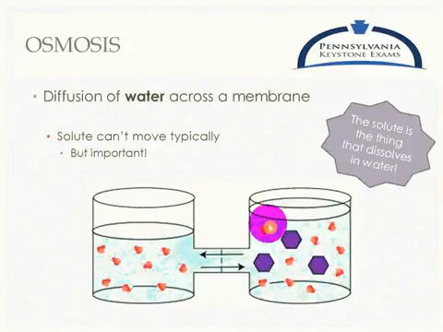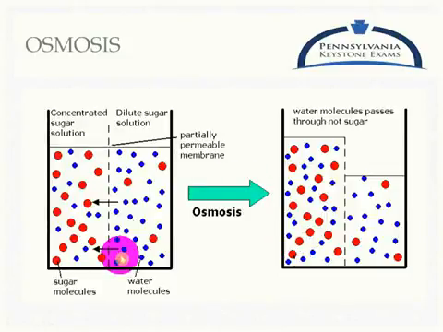So when we're looking at a scenario like this, we take into account these little hexagons, these solute particles. They're not going to be able to go through this membrane, but it's important to think about them in relationship to the water. Here is just an example. You can see on this side we have a concentrated sugar solution versus a dilute sugar solution. Sugar is represented by the red dots and water is represented by the blue dots. You see there's a dotted line here that is supposed to represent a membrane.